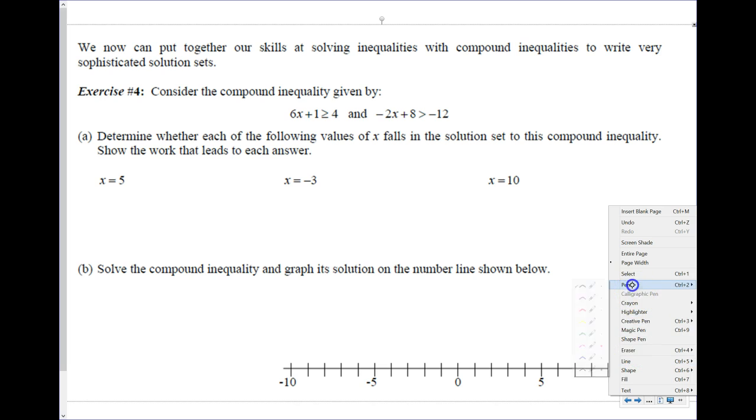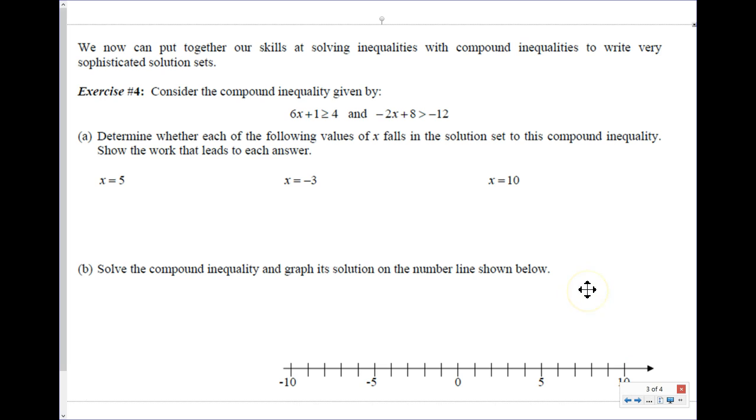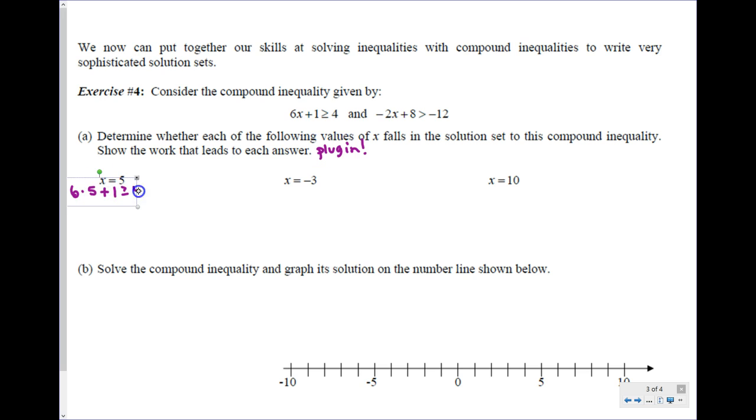So what is this saying we have to do? It's saying we have to plug in. All right? So I have x equals 5. So I'm going to say, okay, 6 times 5 plus 1 is greater than or equal to 4, and -2 times 5 plus 8 is greater than -12. So that's my first one I'm evaluating. 6 times 5 is 30.